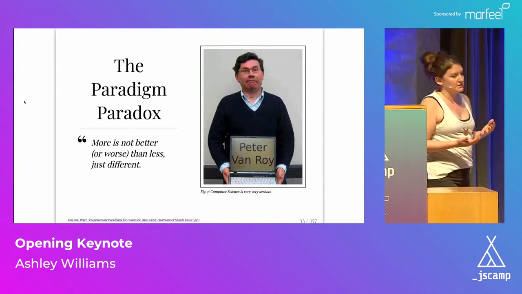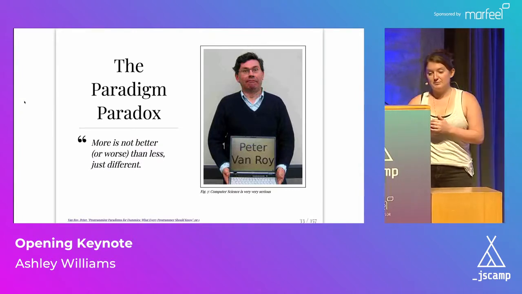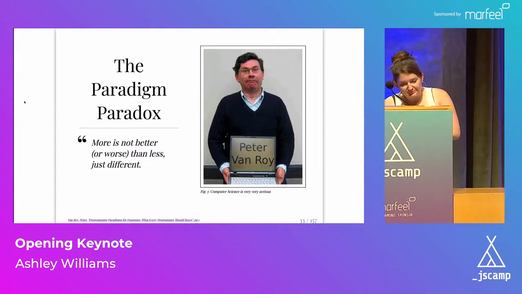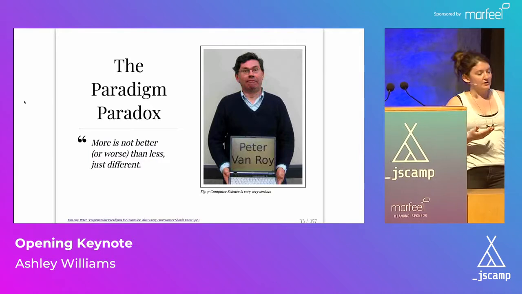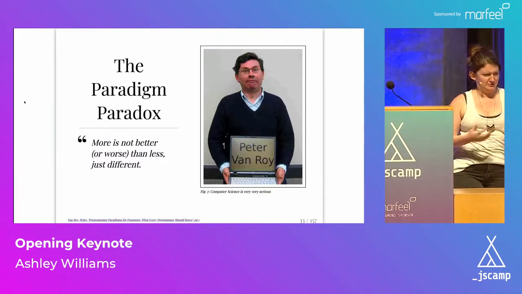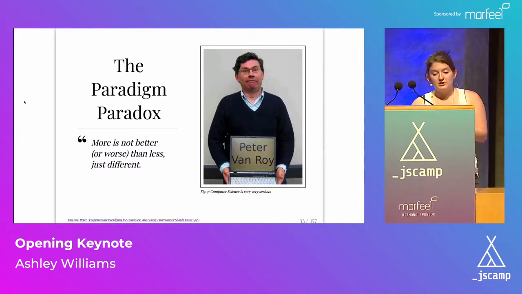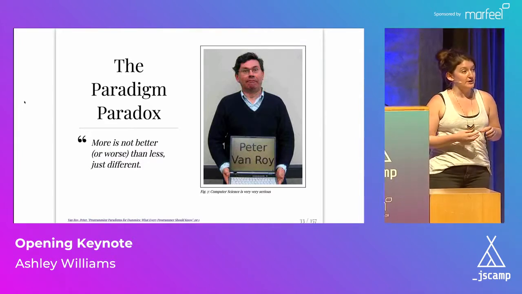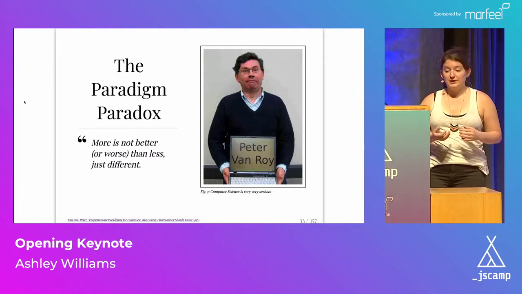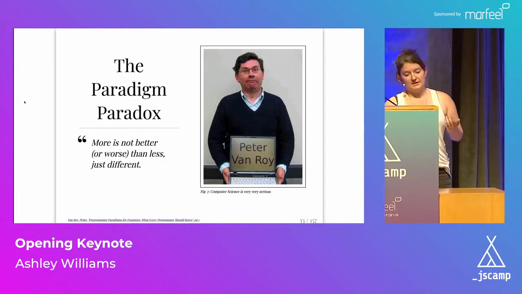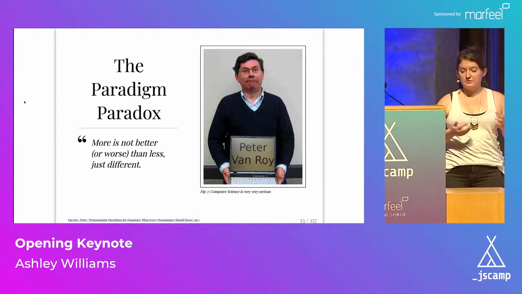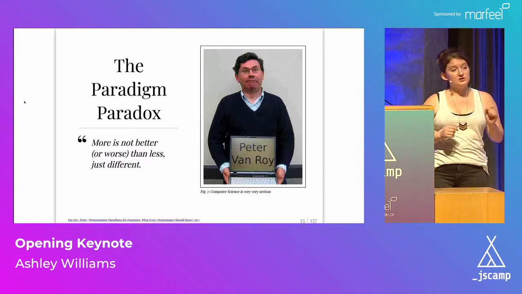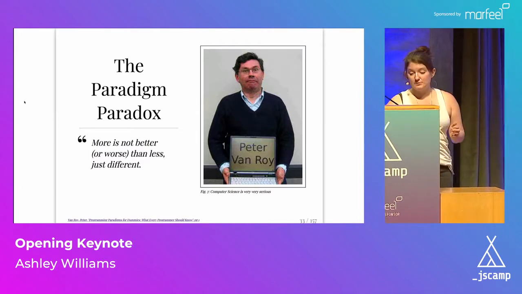The person who came up with this idea is this amazing computer scientist named Peter Van Roy, who is clearly a very serious human being. And there's this idea of the paradigm paradox, which is incredibly difficult to say, which is: you'd think if you want to make a really great tool, maybe you should make it very good at solving a lot of problems. But it turns out that there are diminishing returns in that. So when he talks about paradigms, what he says is more is not better or worse than less. It's just different.